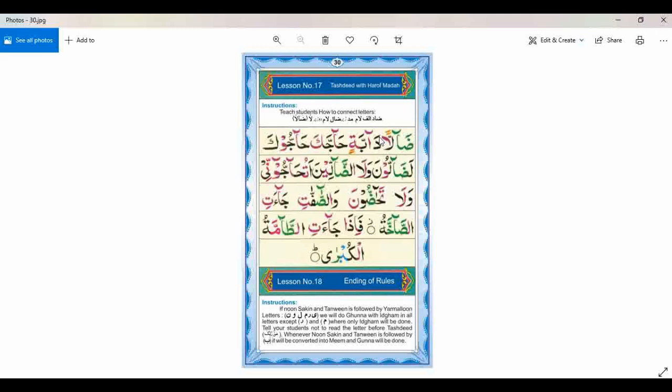First I read the letters. After that we say the Mad sign name, like Mad, and Fatha on the end. So we repeat again: Dad, Alif, Lam, Mad, Fatha, Dal. So first we lengthen, and then we connect with the Lam.